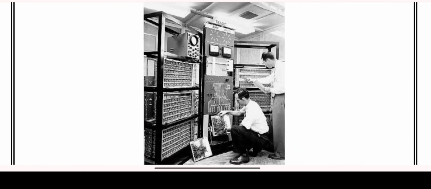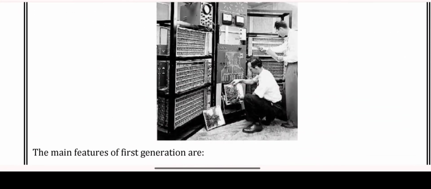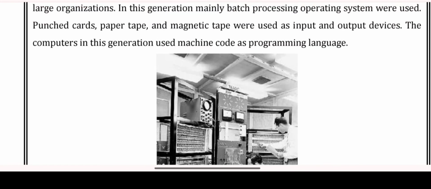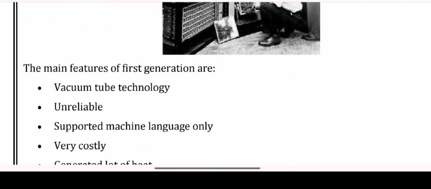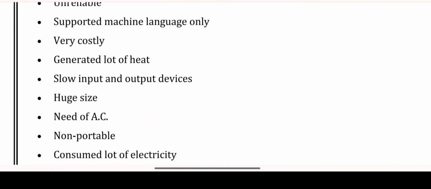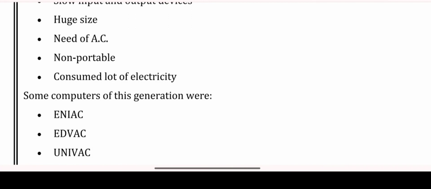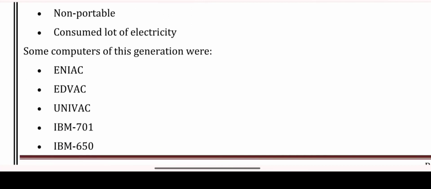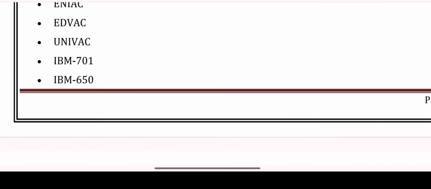See this picture of the first generation vacuum tubes. They consumed a lot of space and released a lot of heat. And here, look at the main features of the first generation vacuum tube technology: unreliable, supported machine language only, very costly, generated a lot of heat, and slow input and output devices. Huge size, need of AC, non-portable, and consumed a lot of electricity. Some computers of this generation were ENIAC, EDVAC, UNIVAC, IBM 701, and IBM 650.